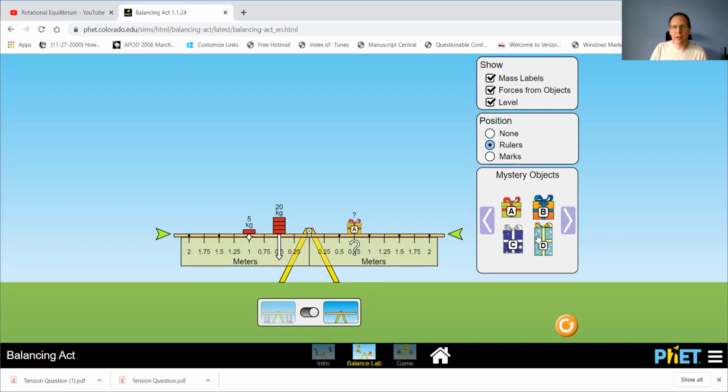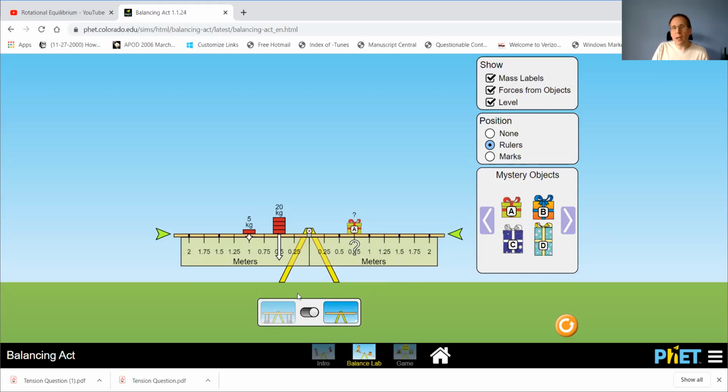You don't have to do calculations for that. You can just play around with the simulation. You can put different masses on the left-hand side and then put the unknowns on the right-hand side. You're still going to have to do some calculations, using torques to figure it out. But the goal is just to figure out what those unknown masses are, by playing around with different locations of different objects.